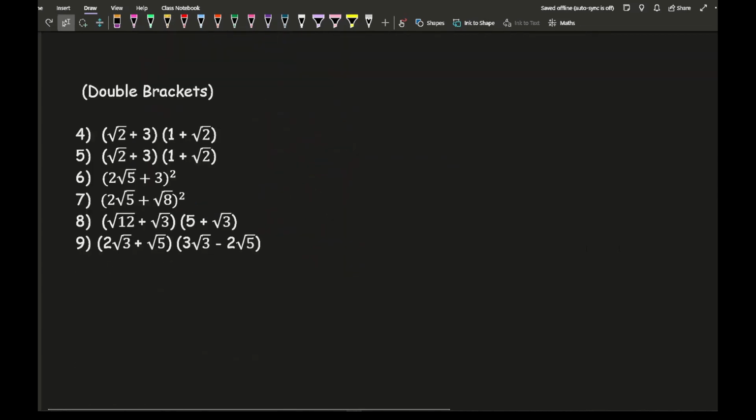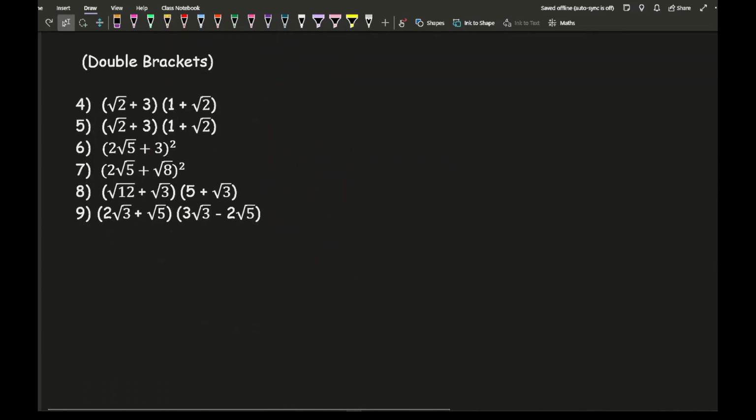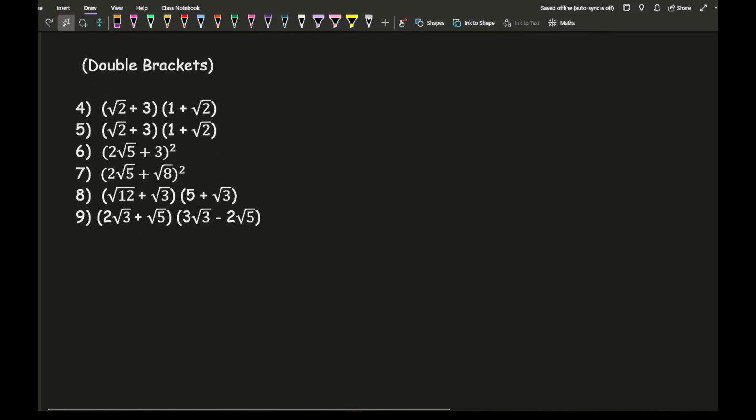So let's then move on to double brackets. With double bracket questions, this is very, very similar to working with quadratics. The only difference is rather than dealing with letters, we've now got surds instead. But you want to treat the surd like it is a letter. So looking at question 4, here we've got root 2 plus 3 multiplied by 1 plus root 2.